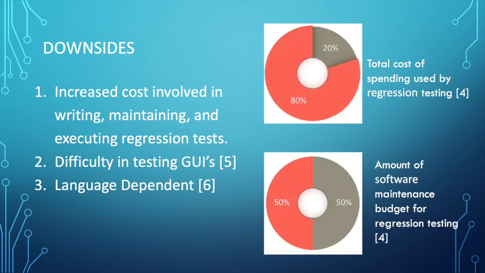Canadian researchers studying the cost of regression testing on Java programs reported that despite the wide use of this type of testing, it was not always clear that the benefits of fewer faults outweighed the cost involved.